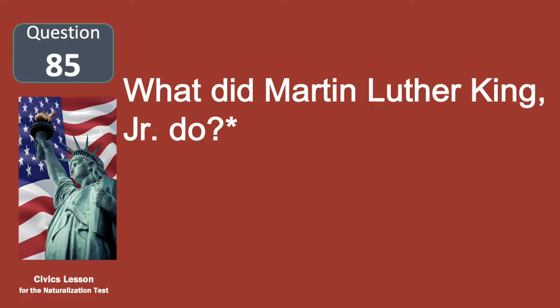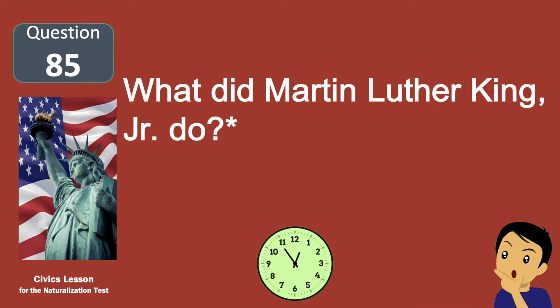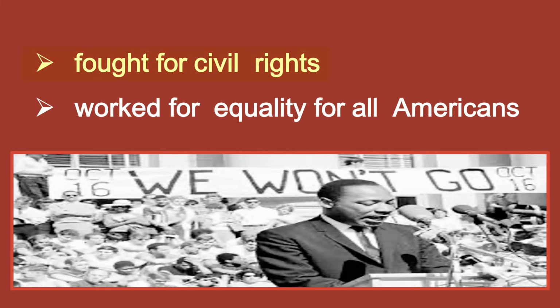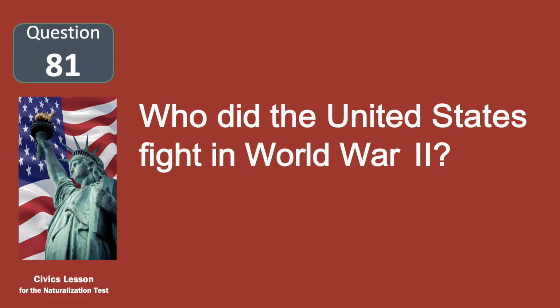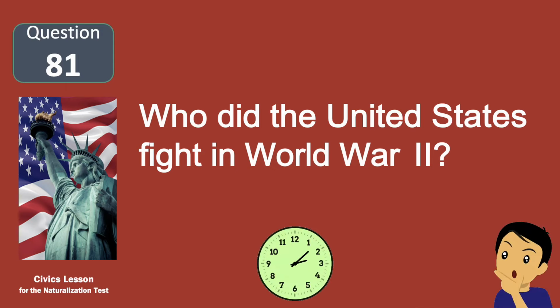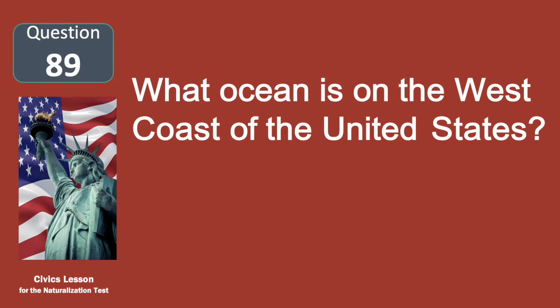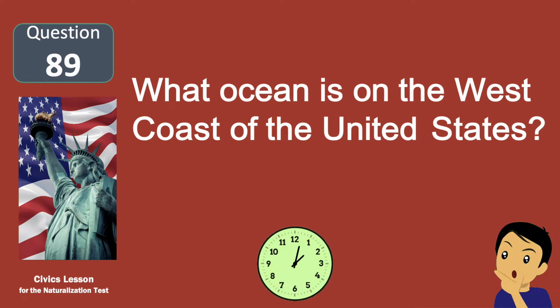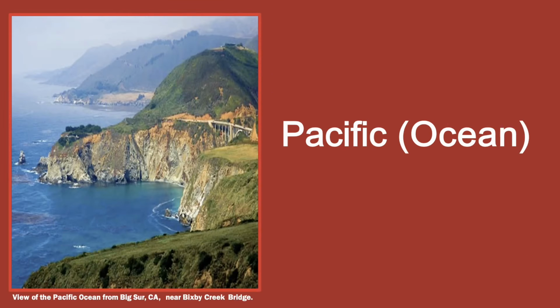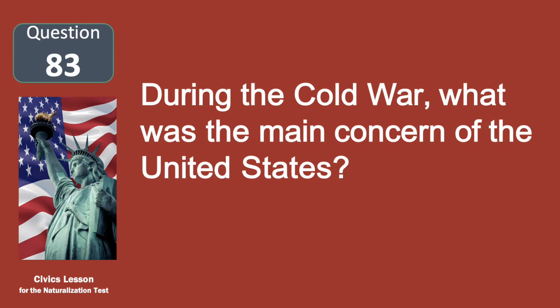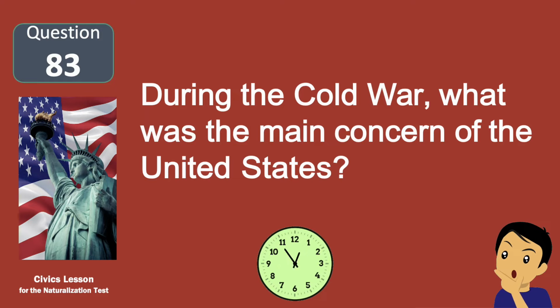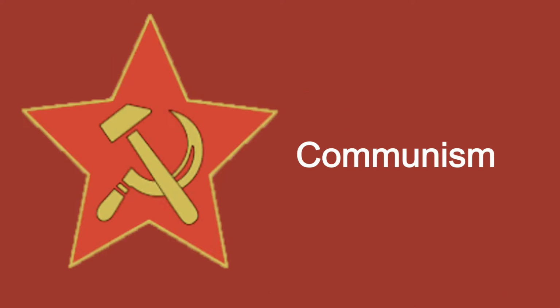What did Martin Luther King Jr. do? He fought for civil rights. Who did the United States fight in World War II? Japan, Germany, and Italy. What ocean is on the west coast of the United States? The Pacific Ocean. During the Cold War, what was the main concern of the United States? Communism.